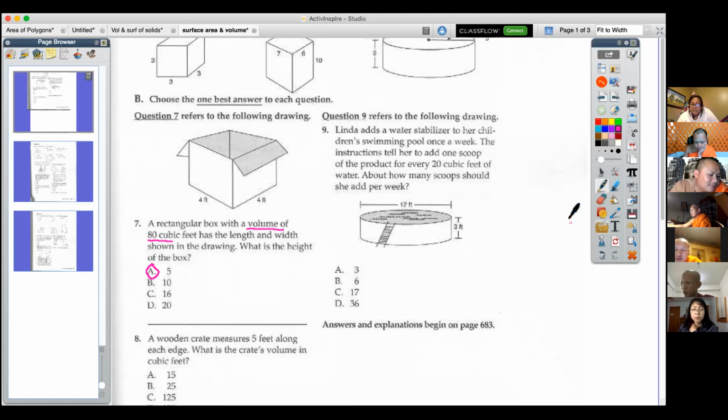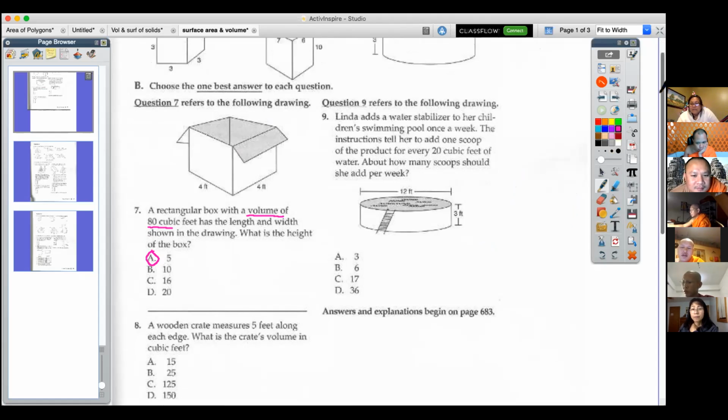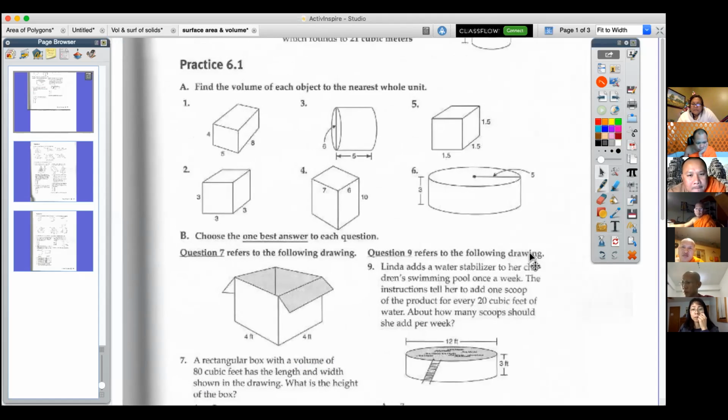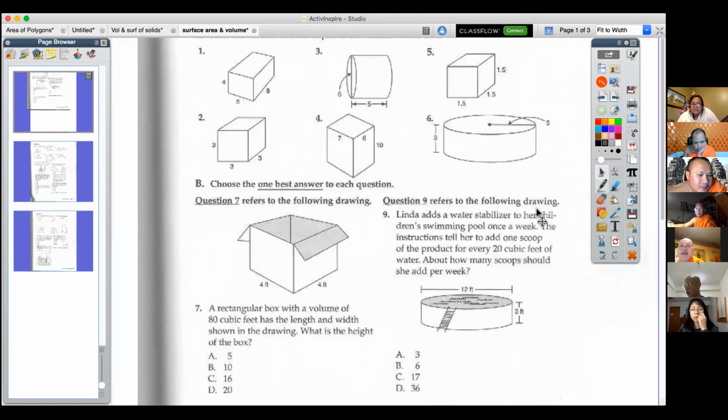How about number 3 and number 6? Take the 80 and divide it by the other number. Number 6 is 2 times 3 times 6. That's good, okay.